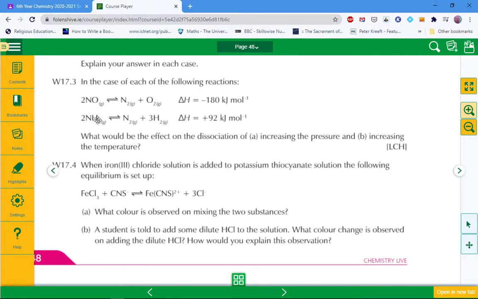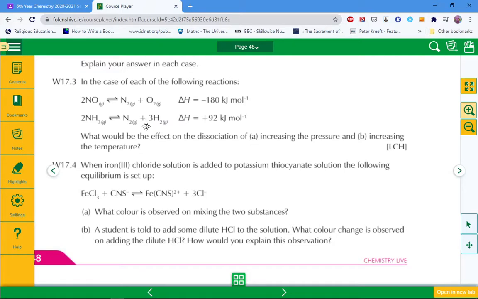And down here, be careful, the forward reaction is already endothermic, okay, because it's taking in heat. So the forward reaction is endothermic, and that's the reaction that's favoured by increasing temperatures. So if I increase the temperature in the second one, the equilibrium will move towards the right hand side, over here. Okay, now that's it.